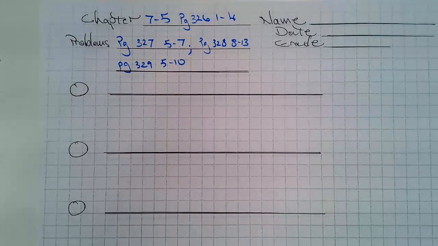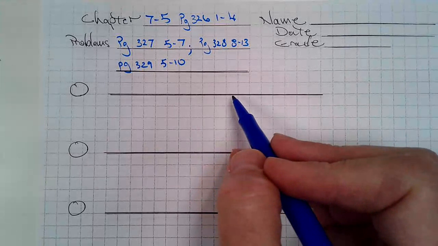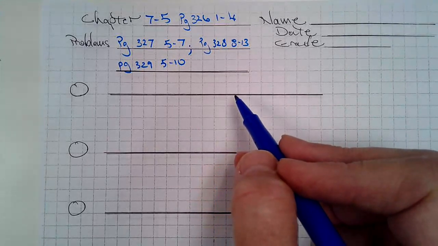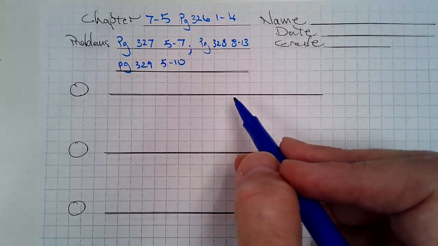So the first one I want to look at, let's see, is the bottom of page 326. I've assigned 1 through 4. I'll just look at number 1. For this one, you actually don't need a number line. It says, write the word sentence as an inequality.